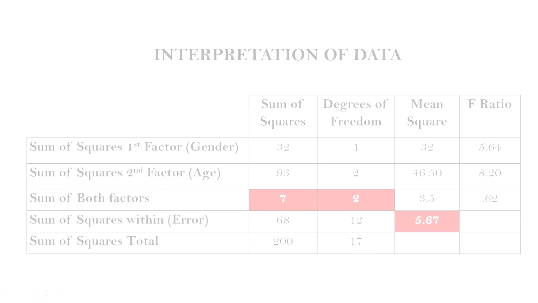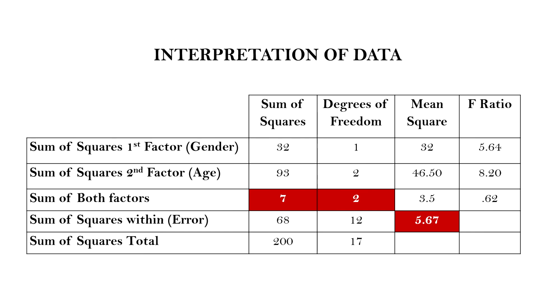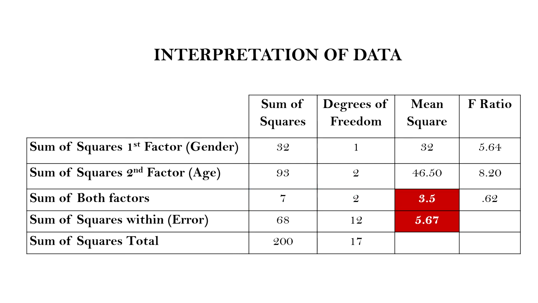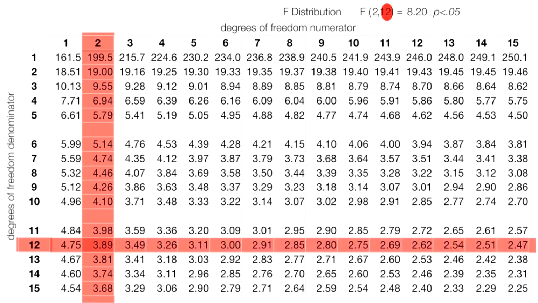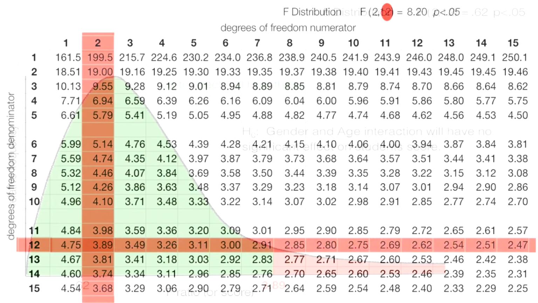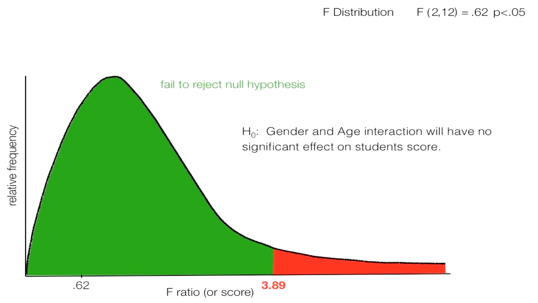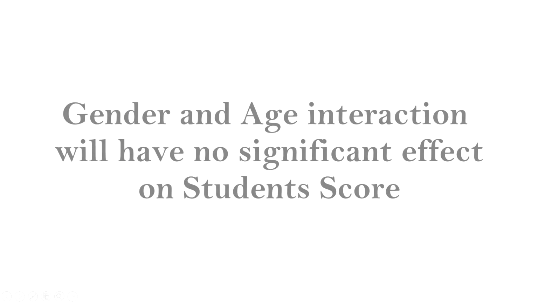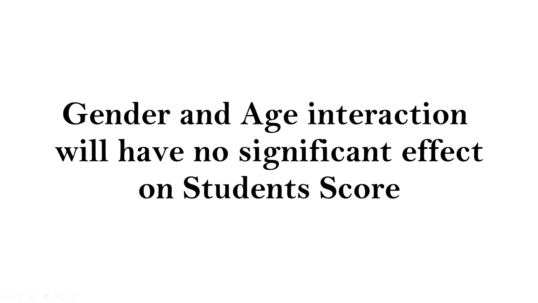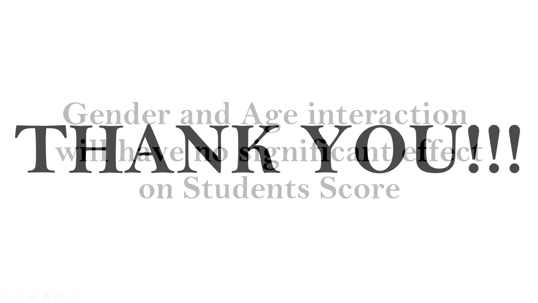Okay, now for our last process, we divide the sum of squares of the interaction, 7, by 2. For both factors, we have the value of 3.5, and divide again by 5.67, and we have the value of 0.62. Now, we have to get the F ratio and its critical value from the table. After we get it, we have to interpret it. Now, we have the result of 0.62, and as you can see, we fail to reject. So our third hypothesis is fail to reject. The null hypothesis still holds: gender and age interaction will have no significant effect on student score. Okay, thank you.